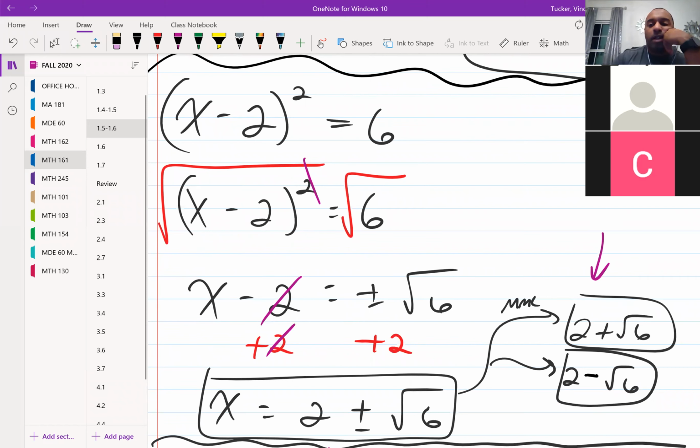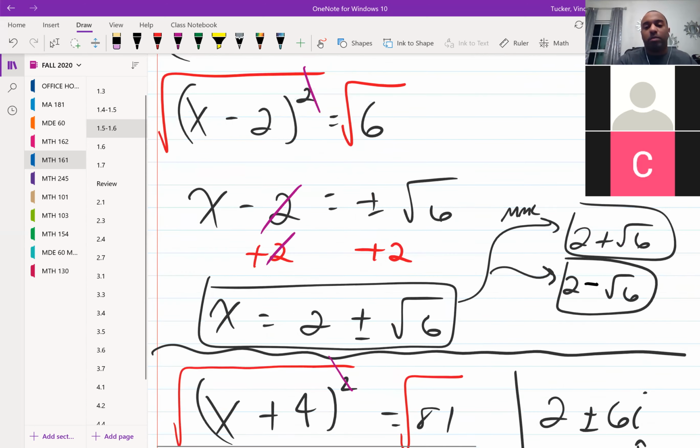So my math lab, I don't believe, has a plus or minus symbol. So I believe you have to write them out like we have over here: 2 plus square root of 6 and 2 minus square root of 6. All right. Questions on that one?